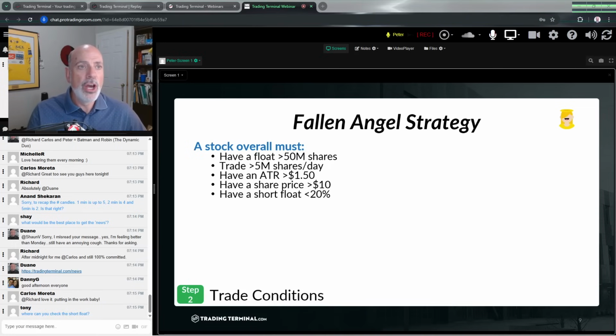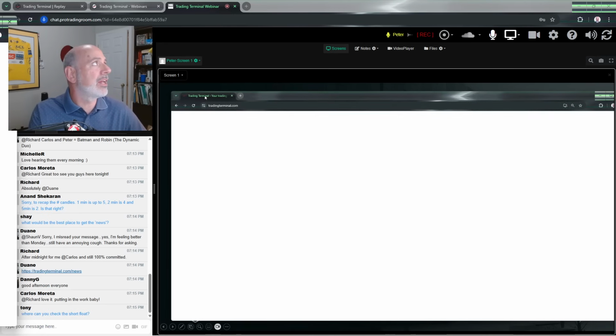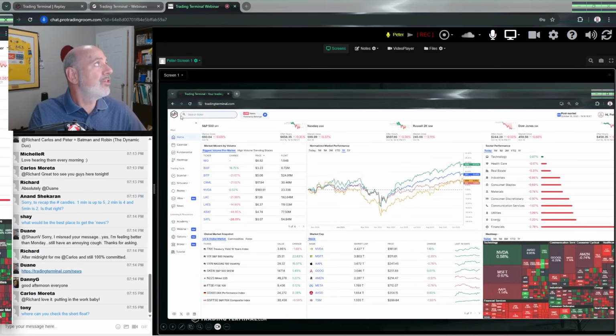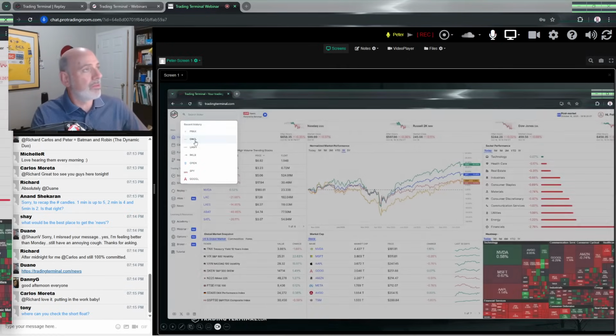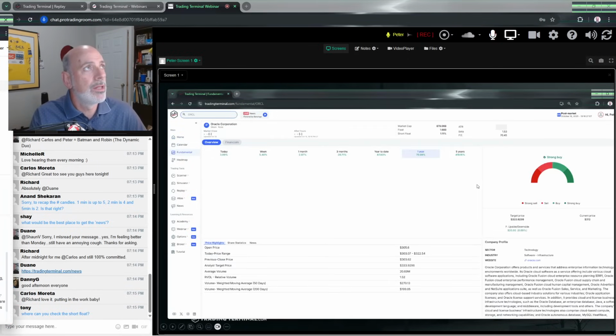Once again, Tony, you can check the short float on a trading terminal. And why don't we do that? Since you guys are asking the question, if you just go to the main page on Trading Terminal, this is what the main page would look like. You can just type a ticker in here. I was looking up some earlier. Let's take a look at Oracle.